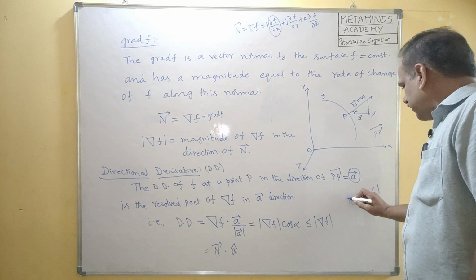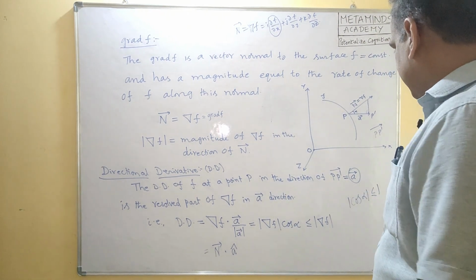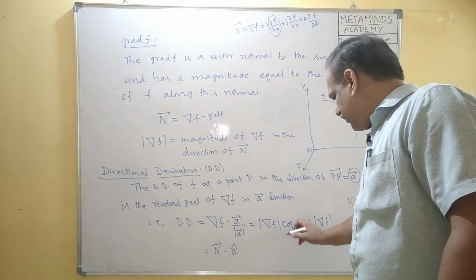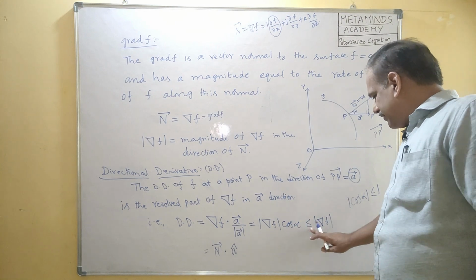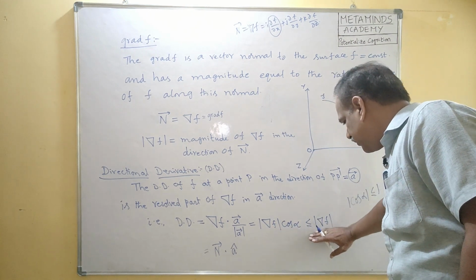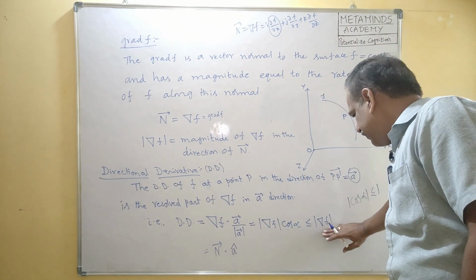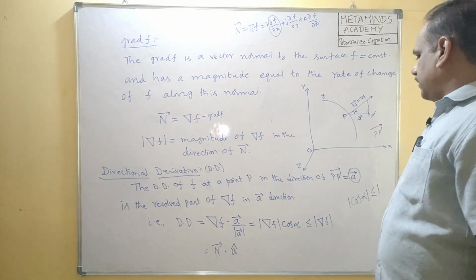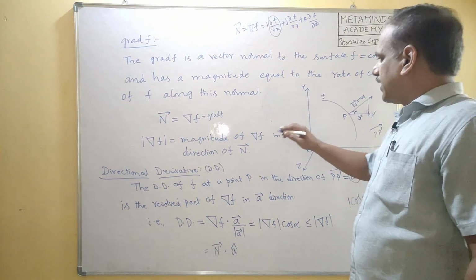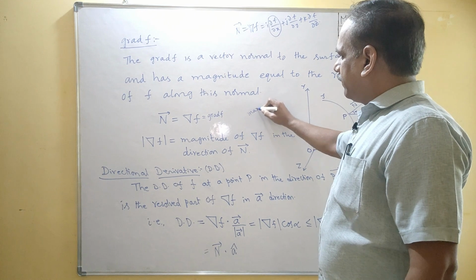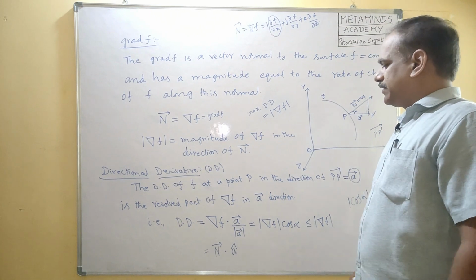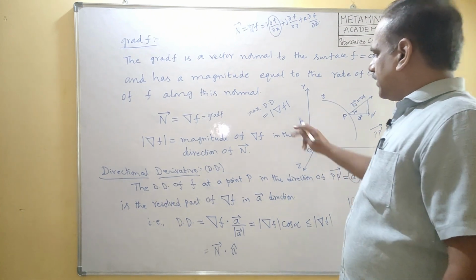And what is mod cos alpha? Mod cos alpha is less than or equal to 1, because cos alpha is bounded by minus 1 and 1. So the resolved part is always less than or equal to mod del f. So mod del f is the maximum magnitude of the derivative of f. Whenever you are asked to find the maximum directional derivative, it is always mod del f.